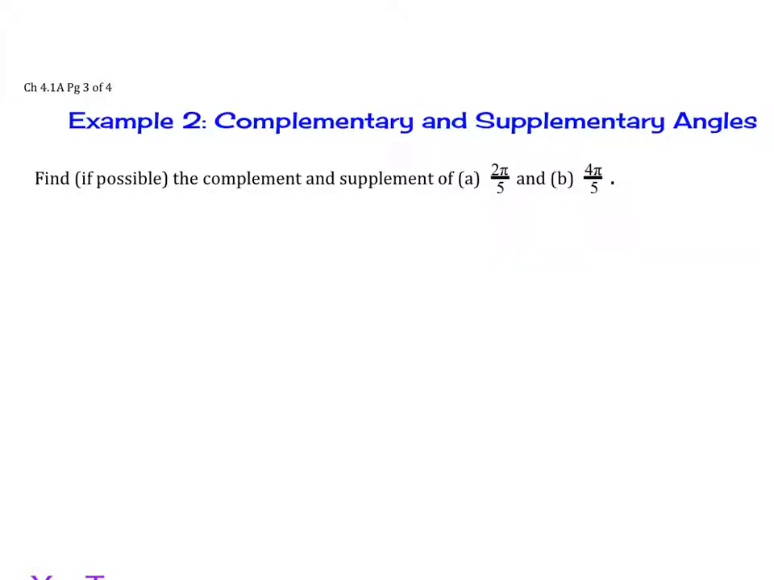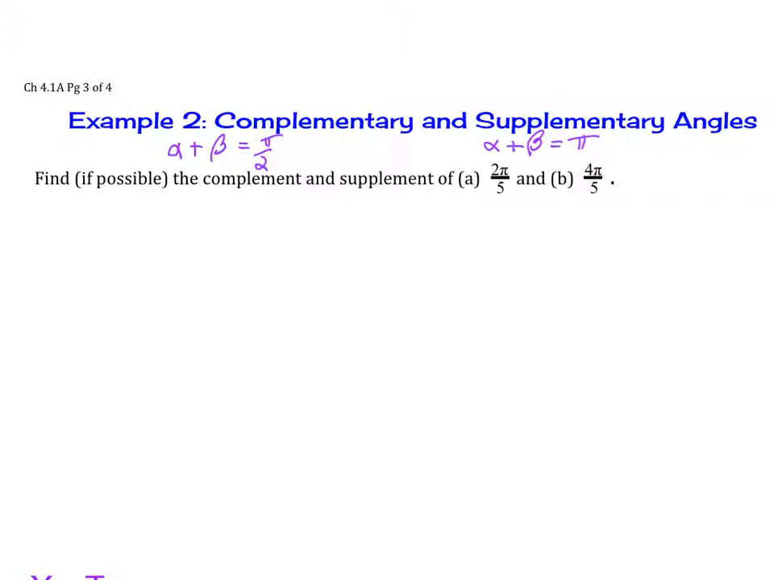Let's take a look at finding complementary and supplementary angles. Find, if possible, the complement and supplement of 2 pi over 5 and 4 pi over 5. Remember, for complementary, alpha plus beta has to equal 90 degrees, or pi over 2. We are working in radians in this case. Then for supplementary angles, alpha plus beta has to equal pi.